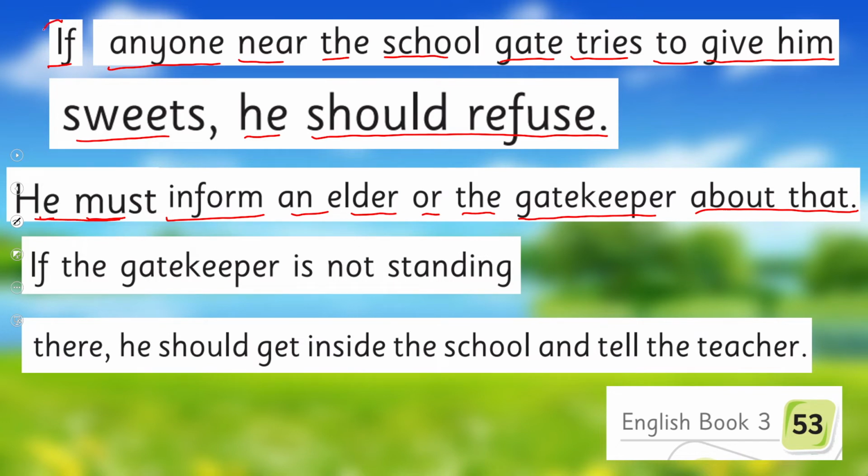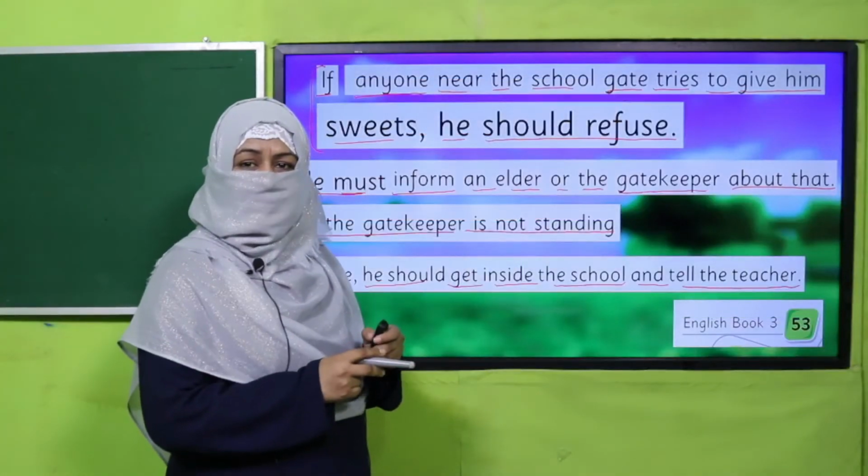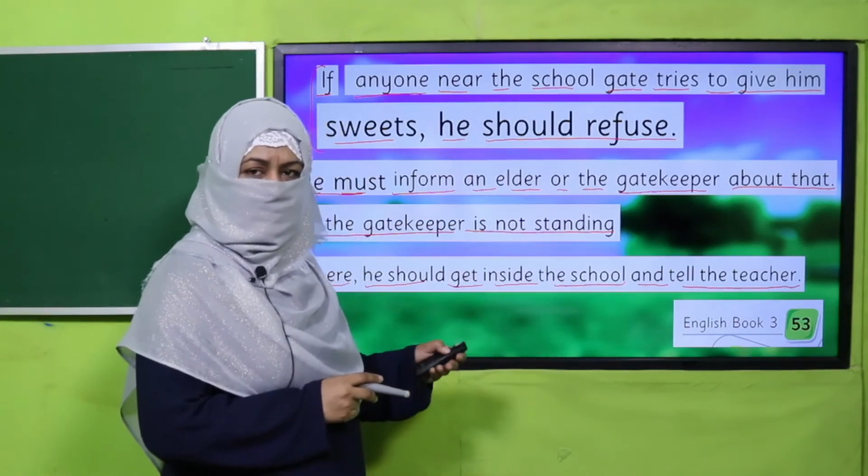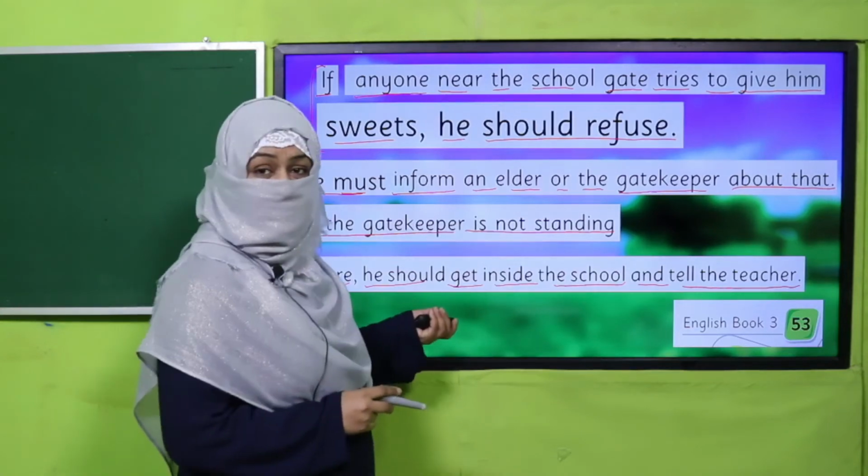What is the first rule? If some stranger tries to give you anything, sweets or any chocolates or any gift, you should refuse. You should not take it. And secondly, inform the elder that this person is trying to give me something, so the elder will help you. If the gatekeeper is not standing there, he should go inside the school and tell the teacher. Because the stranger is older than you, that's why instead of dealing with that person, you should inform an elder person, the gatekeeper or teacher, any attendant who is available there, a representative of the school.